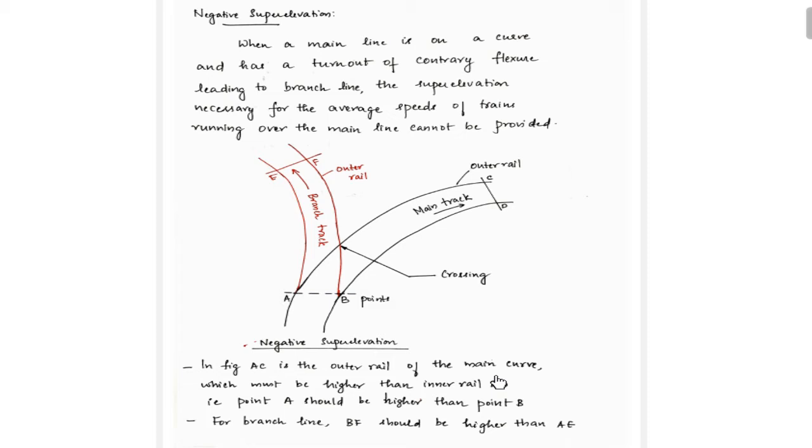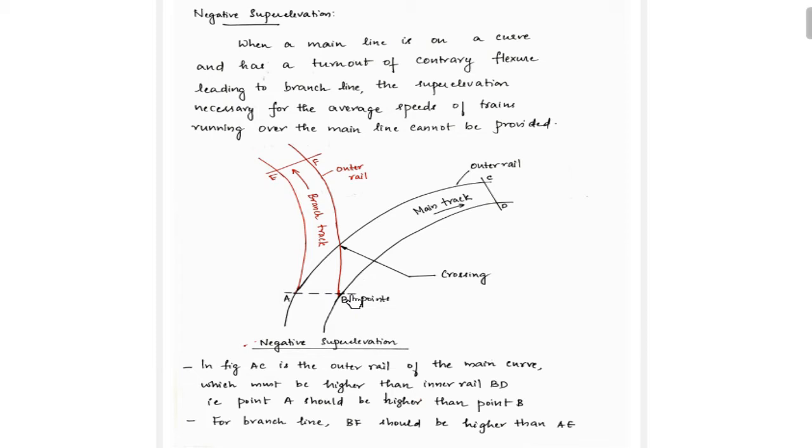So as per the figure, you have understood that AC is the outer rail on the main curve, and because of this, we have to raise the outer rail. That is, point A should be higher than point B. So for this main track, you can see over here, this is the main track. This is the outer rail in the main track, and this is the inner rail for the main track. That means A point should be higher than the B point.